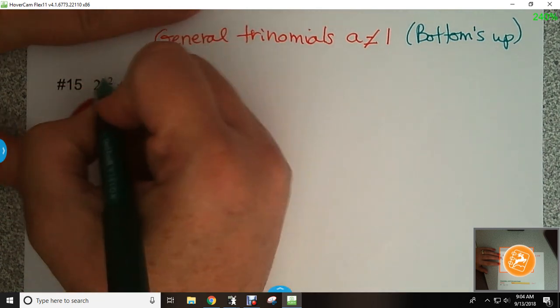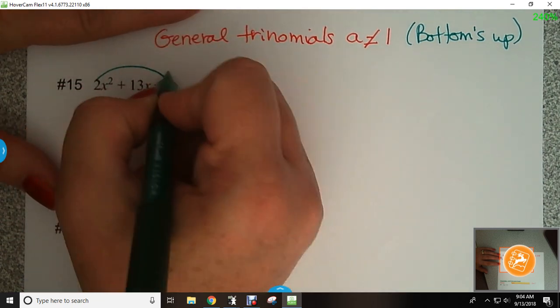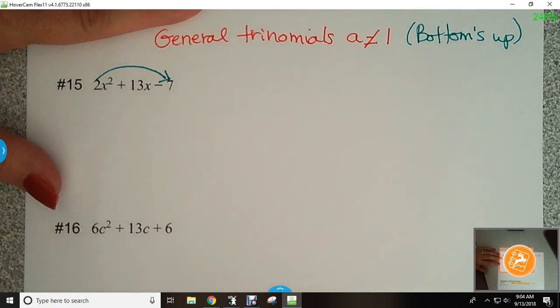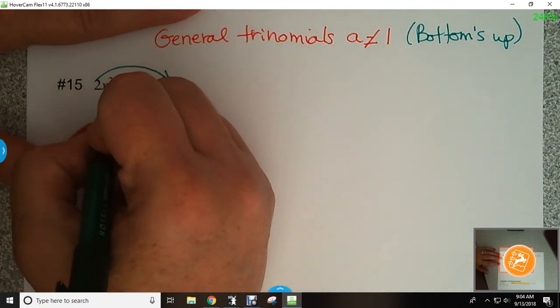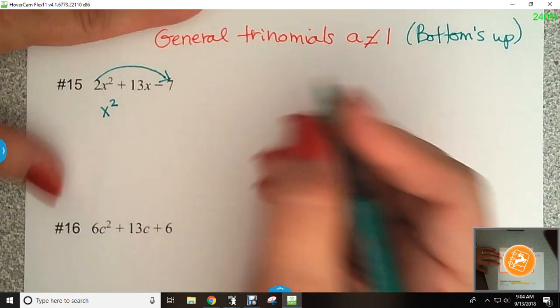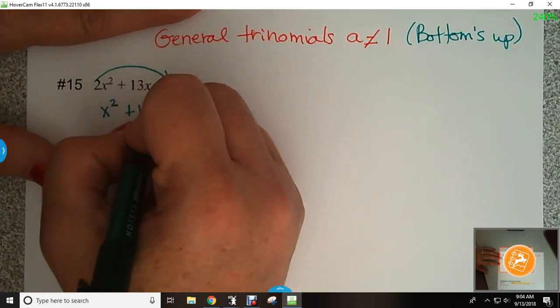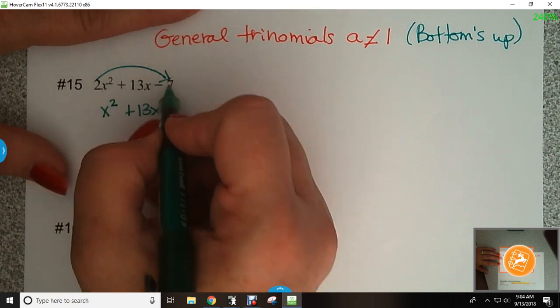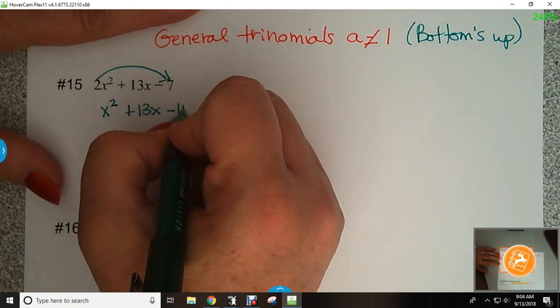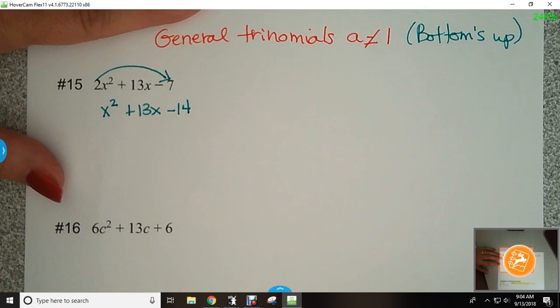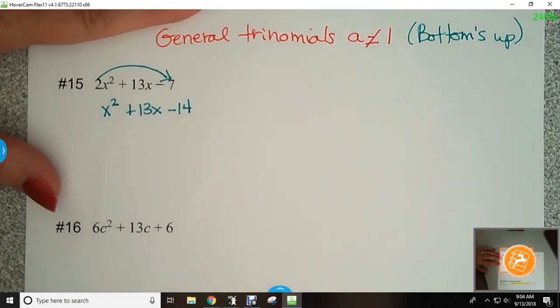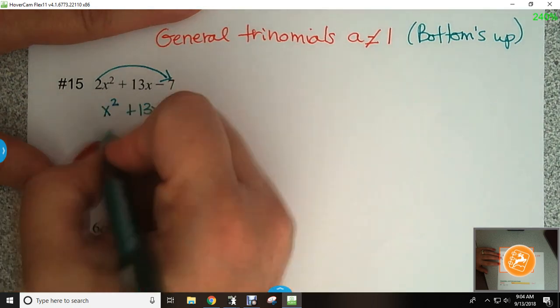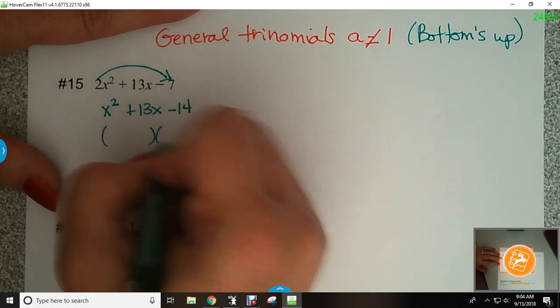What we're going to do is we're going to take the first coefficient times my constant, and move it out there. So when I do that and rewrite, I've now got a 1x squared plus 13x. 2 times negative 7 is negative 14. This is something we should know how to factor. It works just like numbers 11 through 14 did. So 3 terms with no common factor.